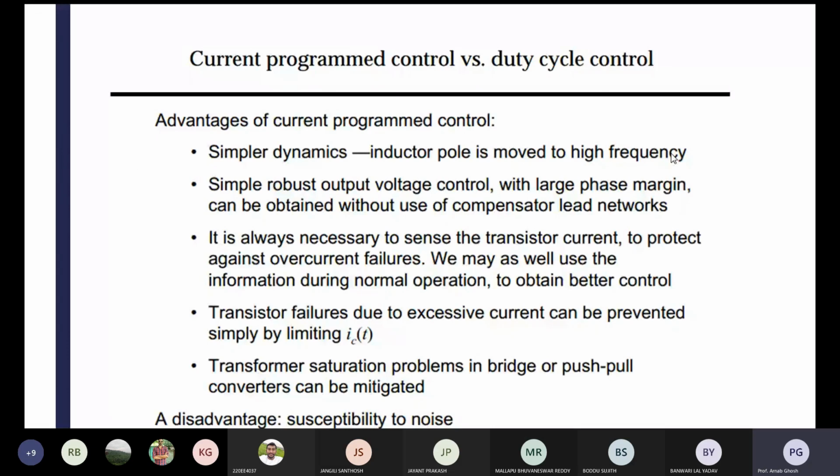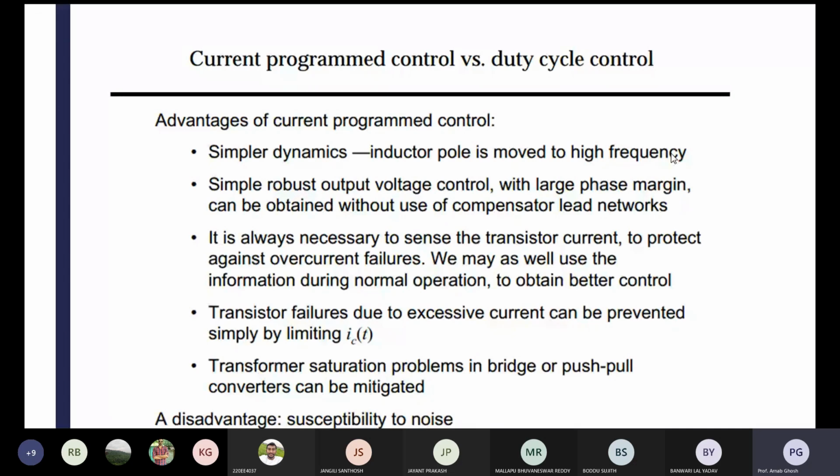That's why we normally use current mode control for the boost converter and buck-boost converter, I mean those converters having the non-minimum phase problem. That's the basic motivation for using current mode control. Basically the RHP zero will be shifted to high frequency. If it is shifted to high frequency, then the effect of that RHP zero on the converter dynamics will be reduced. That's the basic benefit.